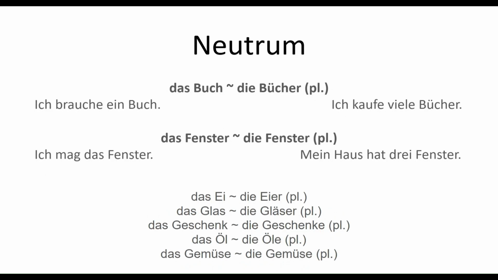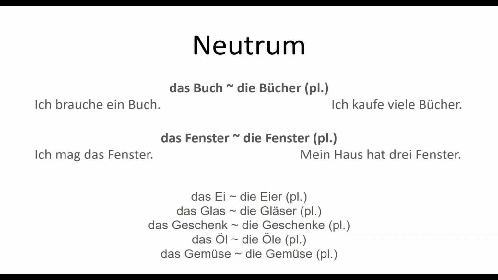So moving on to the neutral form: das Buch, die Bücher, the book, the books. Ich brauche ein Buch. I need a book. Ich kaufe viele Bücher. I'm buying many books. Das Fenster, die Fenster. The window, the windows. Ich mag das Fenster. I like the window. Mein Haus hat drei Fenster. My house has three windows.